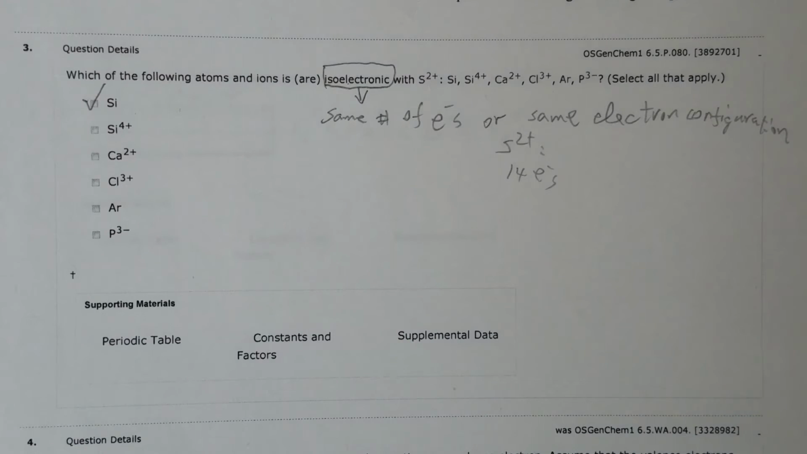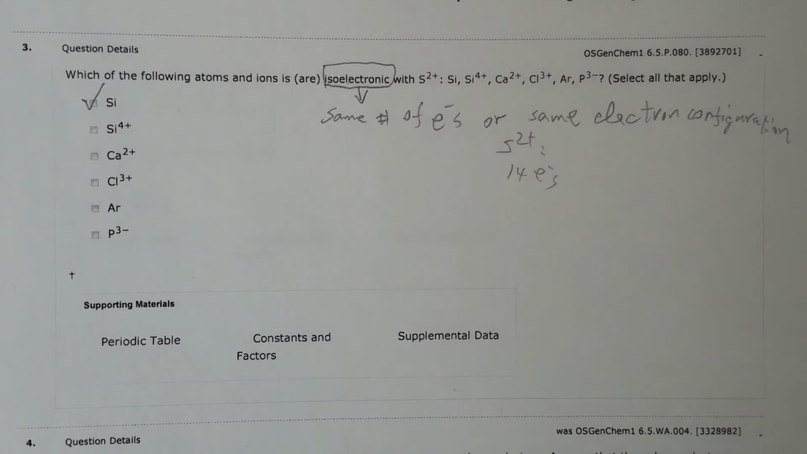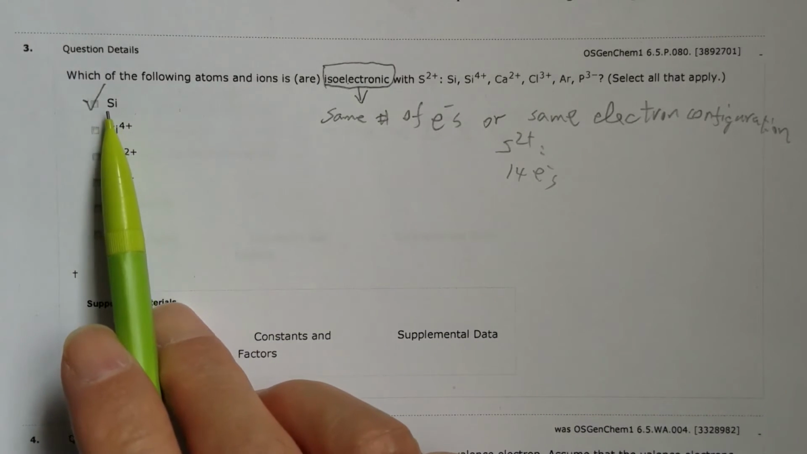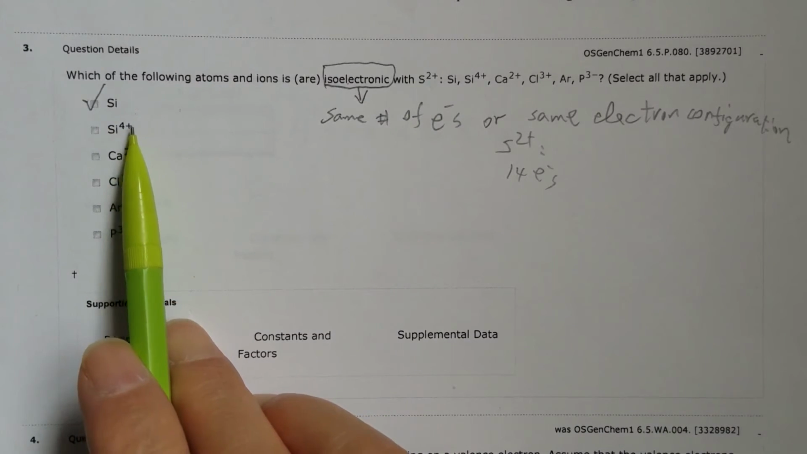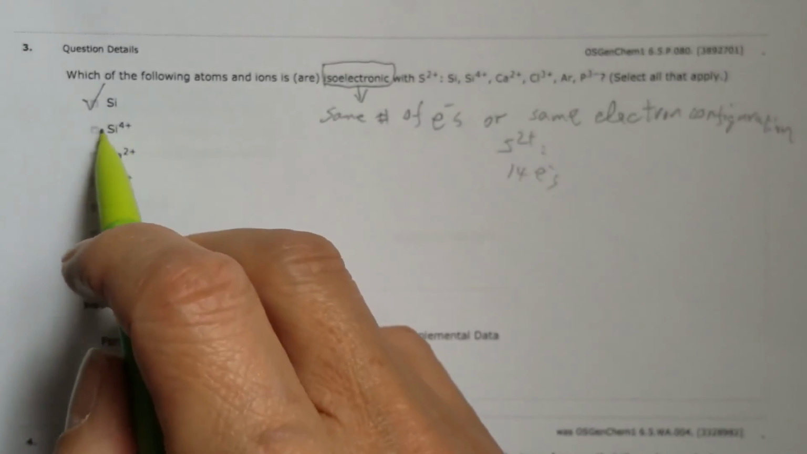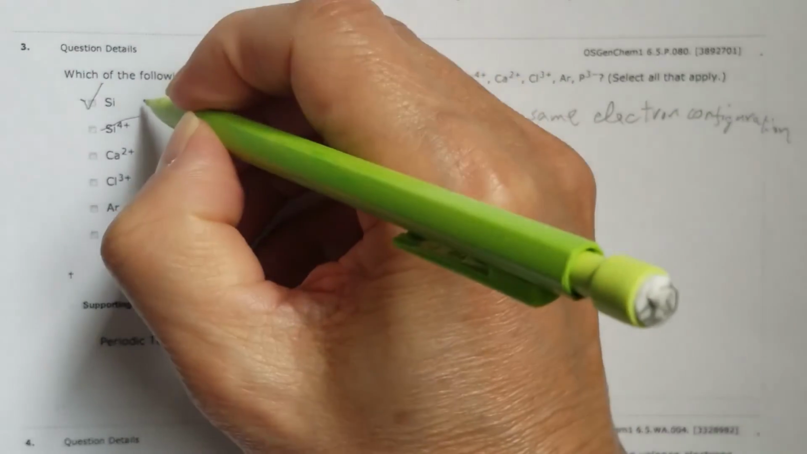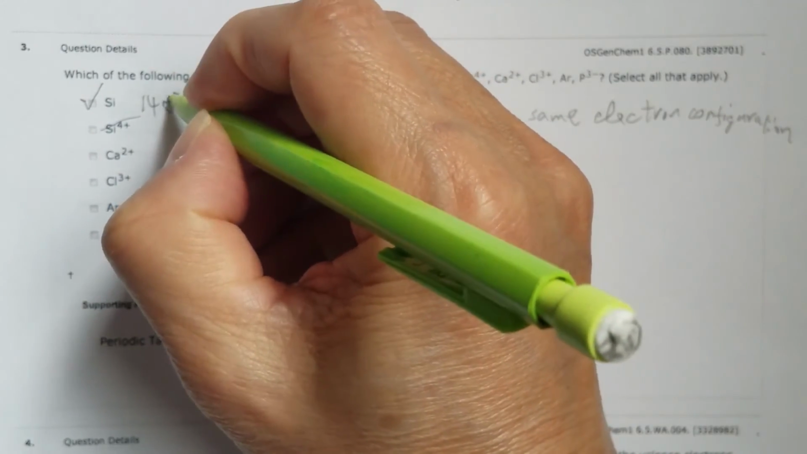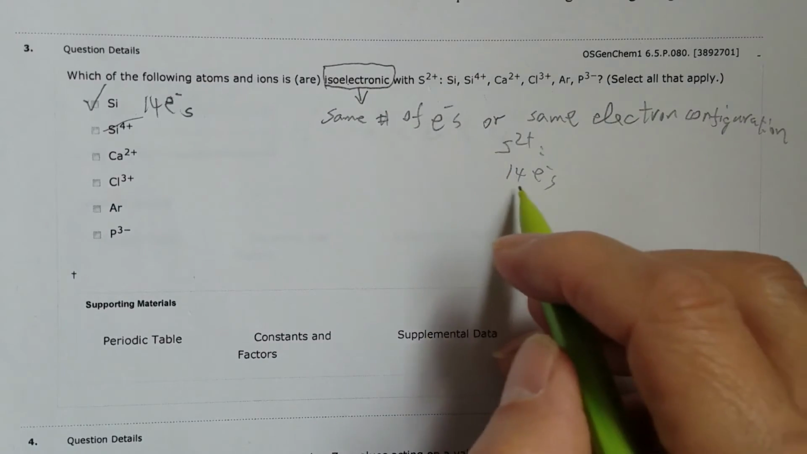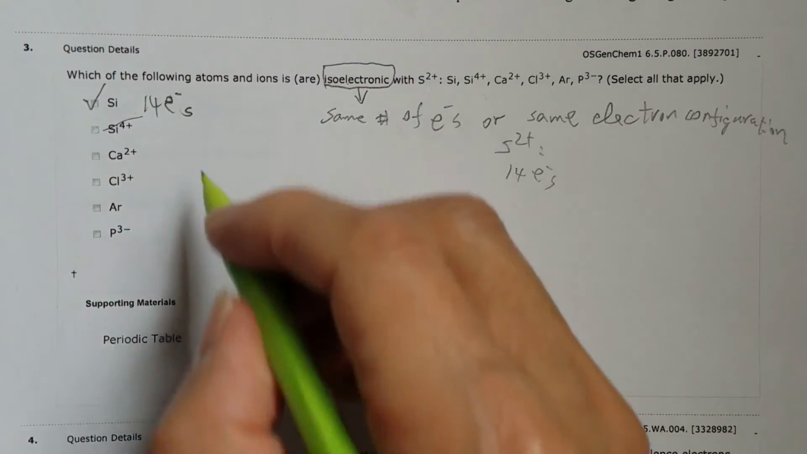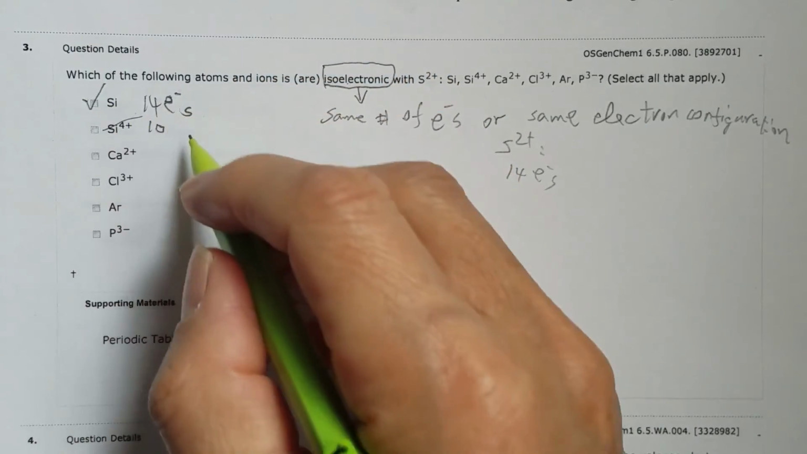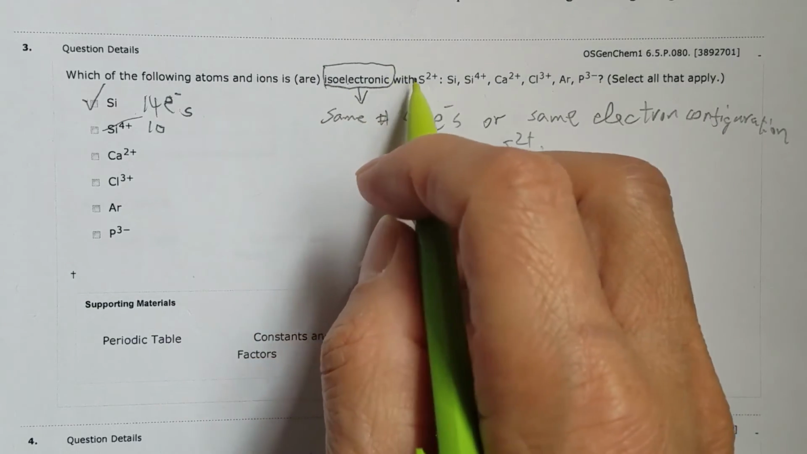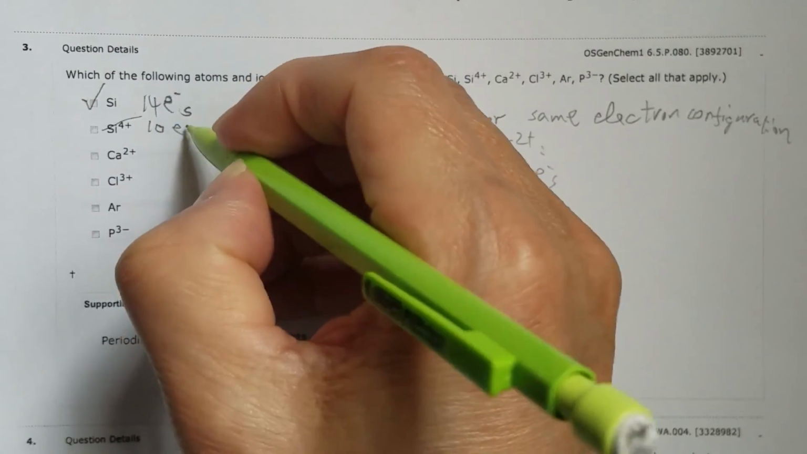That's 14. So now Si4+, we don't even need to look at the periodic table anymore, because this atom has 14 electrons, lost 4 electrons, and only has 10. So therefore, that one is out. Let me put that down. The silicon atom is 14 electrons, and that matches the 14 electrons of S2+. So that's why that is correct. The Si atom is isoelectronic with the S2+. This one only has 10 electrons.